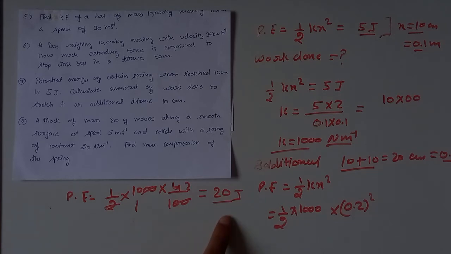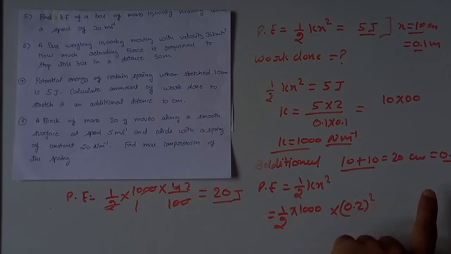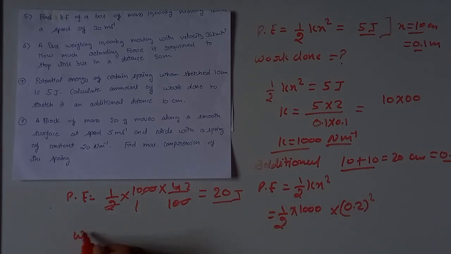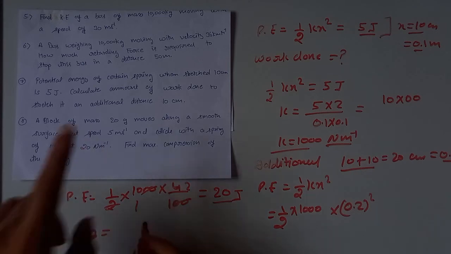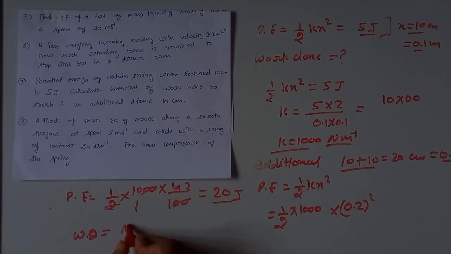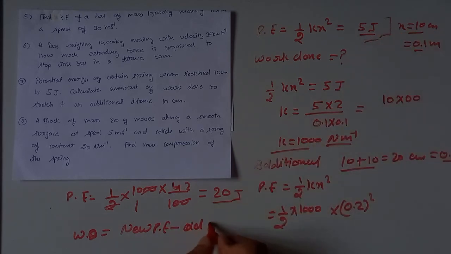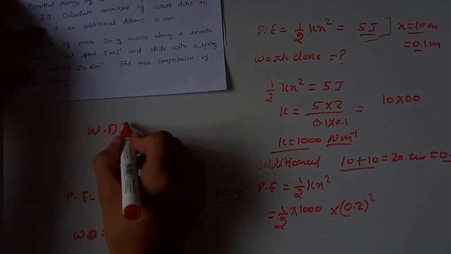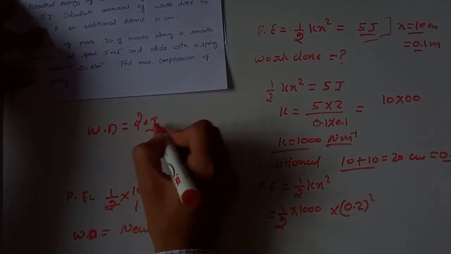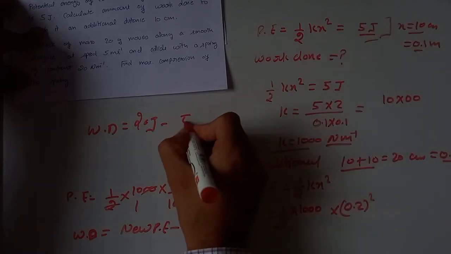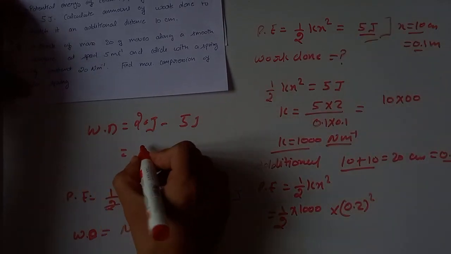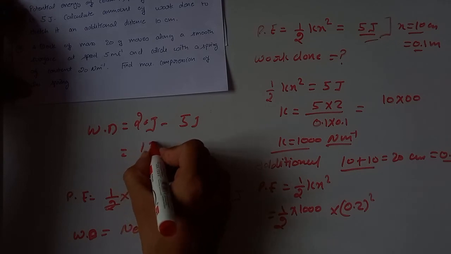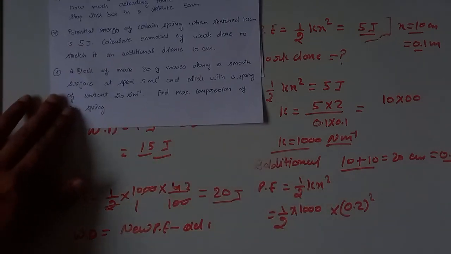Now the potential energy of the spring is 20 joule. Now we have to calculate the work done. Work done is new potential energy minus old potential energy. The new potential energy is 20 joule and our old potential energy is 5 joule. So the work done is 15 joule. So this is our right answer.